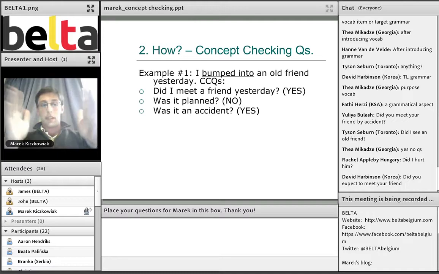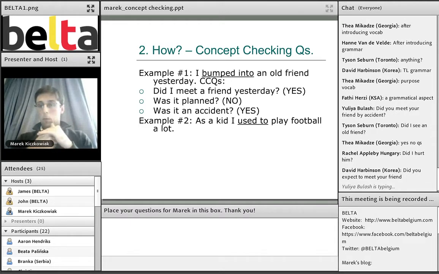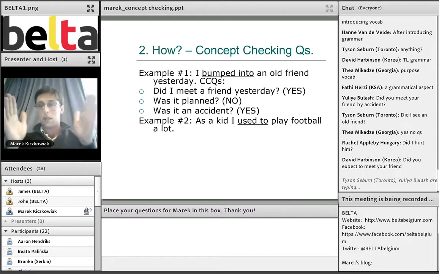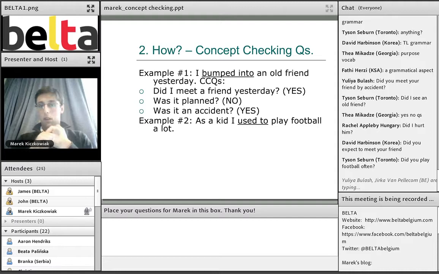So I've tried to make the CCQs much shorter than that, and we'll look at some tips for CCQs in a minute. And let's look at another example. As a kid, I used to play football a lot. And can you please try and make them shorter? So maybe if you can have 2 or 3 CCQs for this use case.